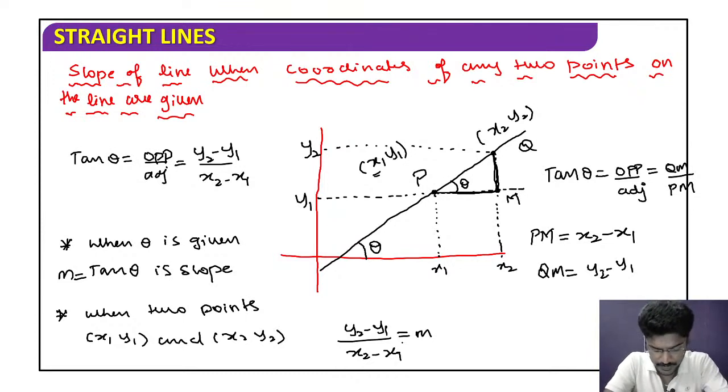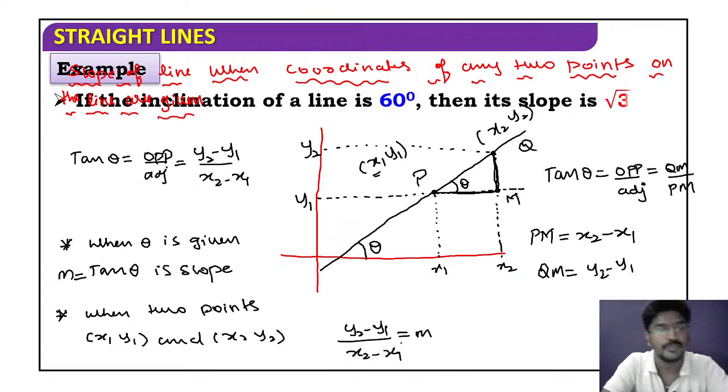Very good. Always remember there are two definitions for the slope. One is m equal to tan theta and another one is y2 minus y1 divided by x2 minus x1. So all of you are following my class. Very nice. So I will continue with an example.